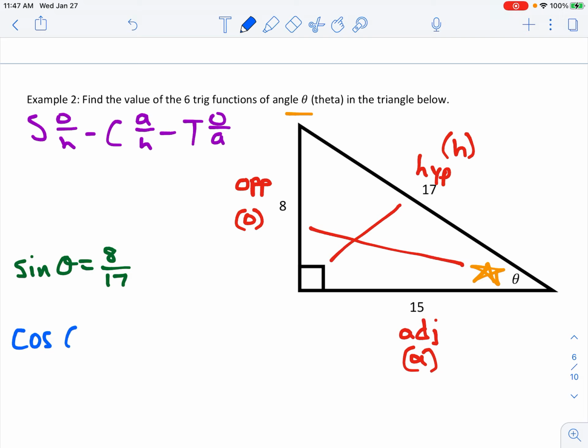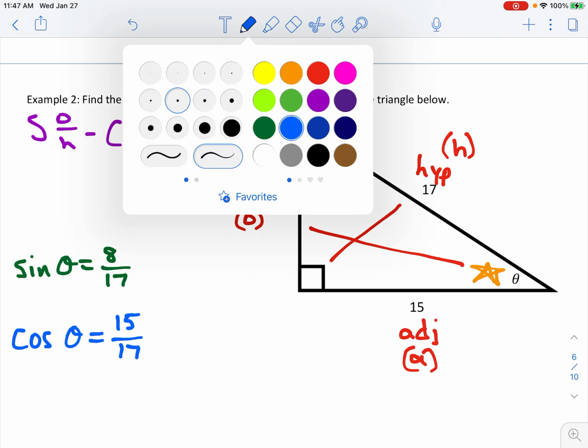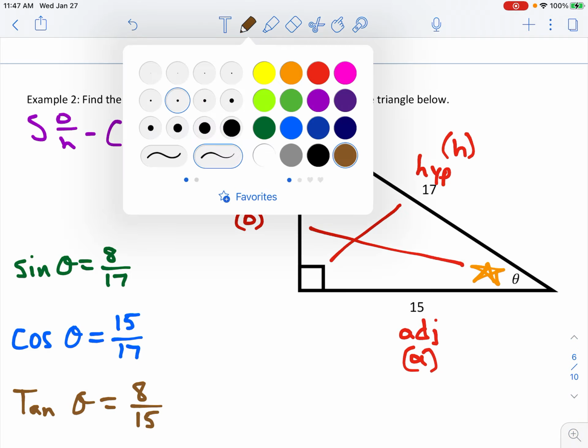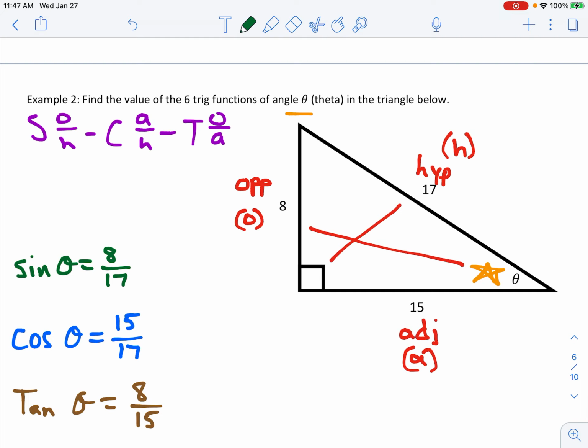Let's do cos of theta. Cos would be adjacent, so 15 on top. Hypotenuse was 17. It can't be reduced, so we're good there. And our last one, let's go ahead and do tangent. Tan of theta is equal to opposite over adjacent. So I listed our big 3 first. Now, go back and come up with your other 3 functions.